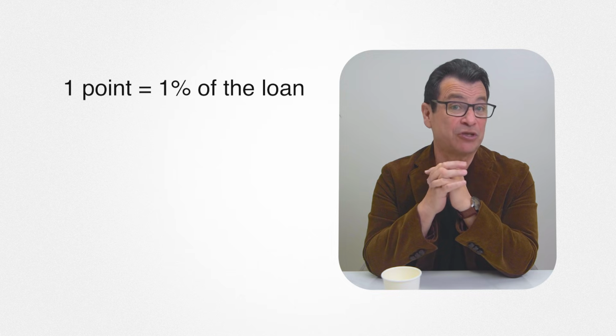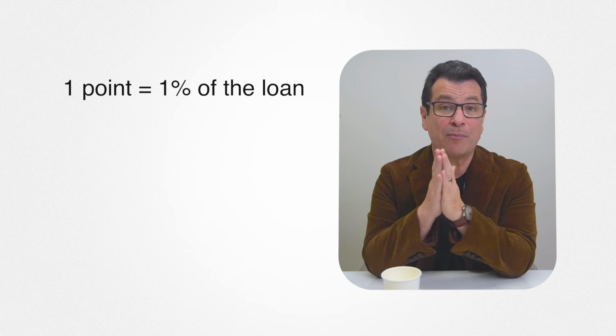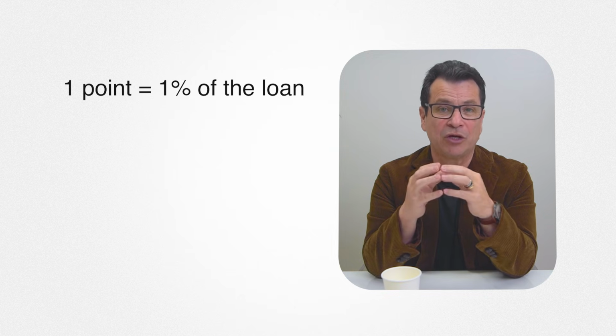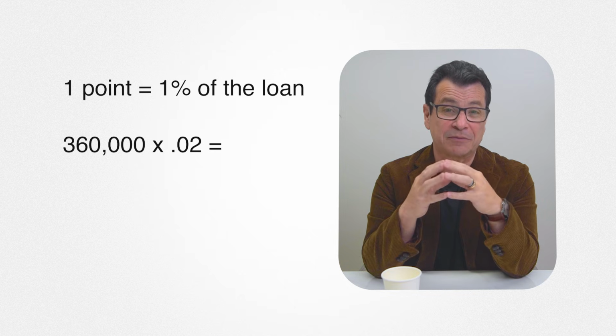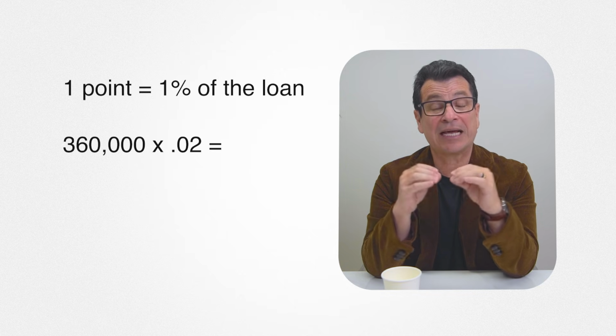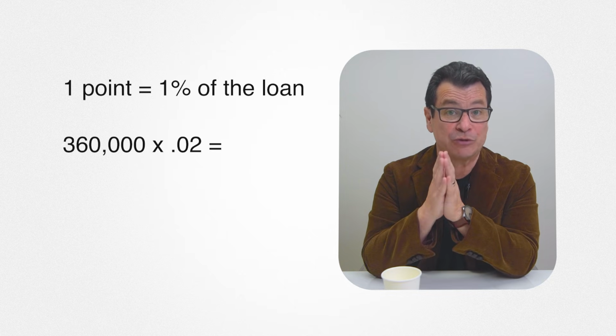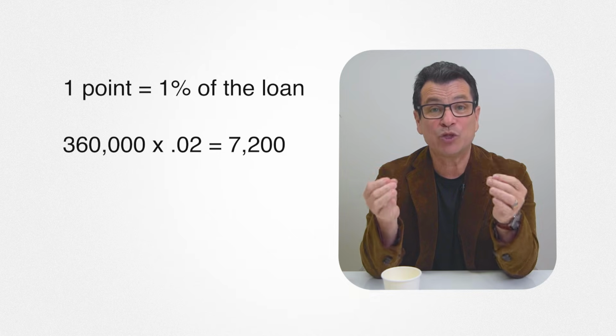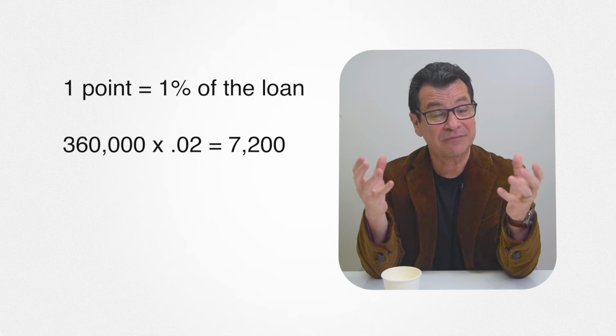All right, here we go. 1 point is 1% of the loan. Keep that in mind. 1 point is typically 1% of the loan. So 2 points is 2% of the loan. So we do $360,000 times 2%, written as 0.02. Now that equals $7,200. So the answer is $7,200. Points are always based on the loan amount, not the purchase price. Think of points as a loan fee. Let's go to the next question.